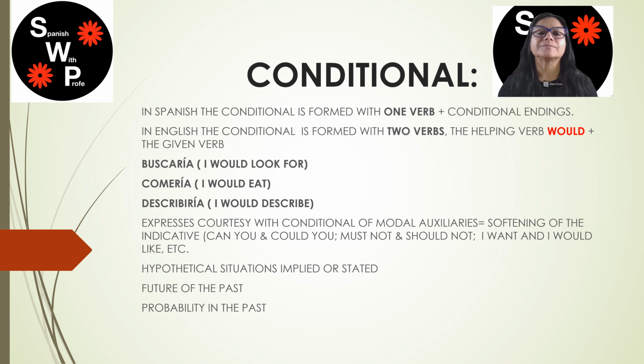The conditional. In Spanish, the conditional is formed with one verb plus the conditional endings. In English, the conditional is formed with two verbs, the helping verb would plus the given verb. Buscaría, I would look for, is an example. And so is comería, I would eat. And so is describiría, I would describe. So whether the verb is in ar, er, or ir, they all have the same endings according to their subject pronoun. Yo, tú, él, ella, usted, nosotros, ellos, ellas, ustedes.